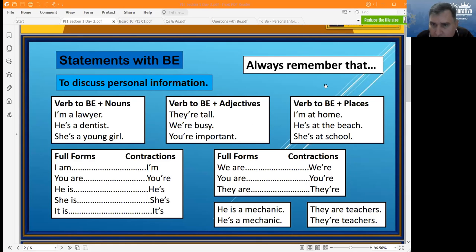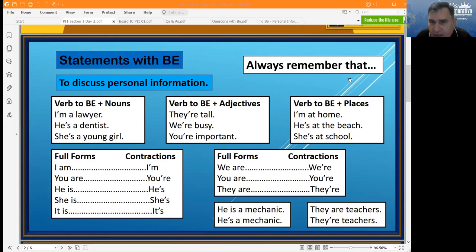As nouns, we say, teacher, but what is a noun? A noun is a word that names an object, let's say in general. For example, we have a cell phone. A cell phone is a noun, right? A book, a table, all of this we call nouns. So here, jobs are also nouns. I'm a lawyer, he's a dentist, she's a young girl.